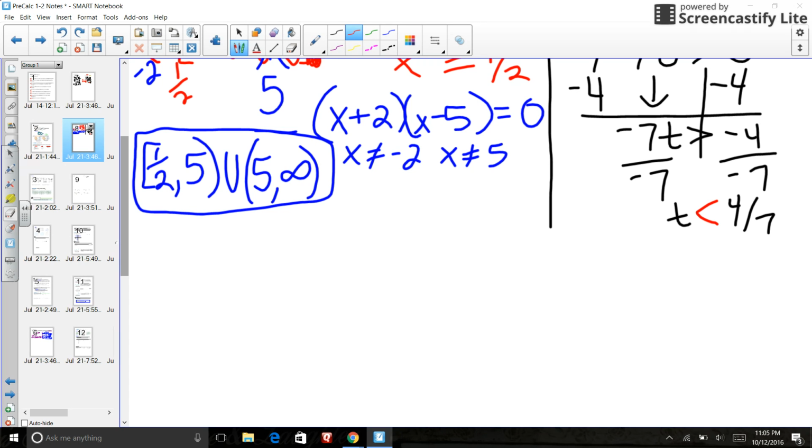So how do I write that in interval notation? Well, I start at negative infinity, and that's unbounded, and then I go to 4/7, and I decide, do I want a parenthesis or a bracket? Well, since it can't be 4/7, that would make the bottom 0. I have to open it. So my domain is negative infinity to 4/7, with parentheses on both sides.